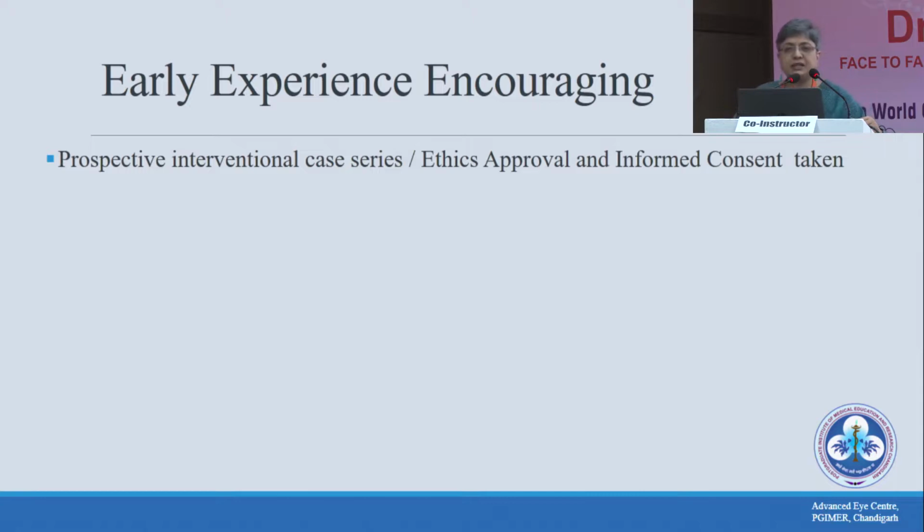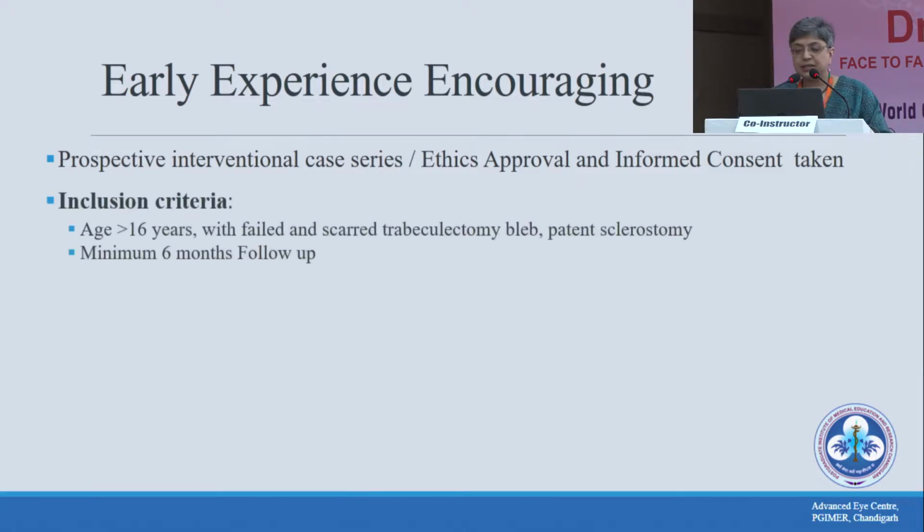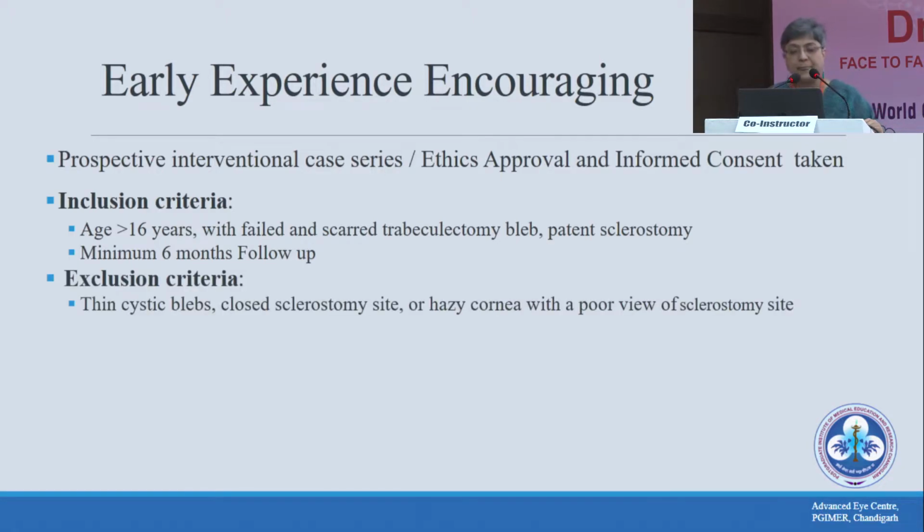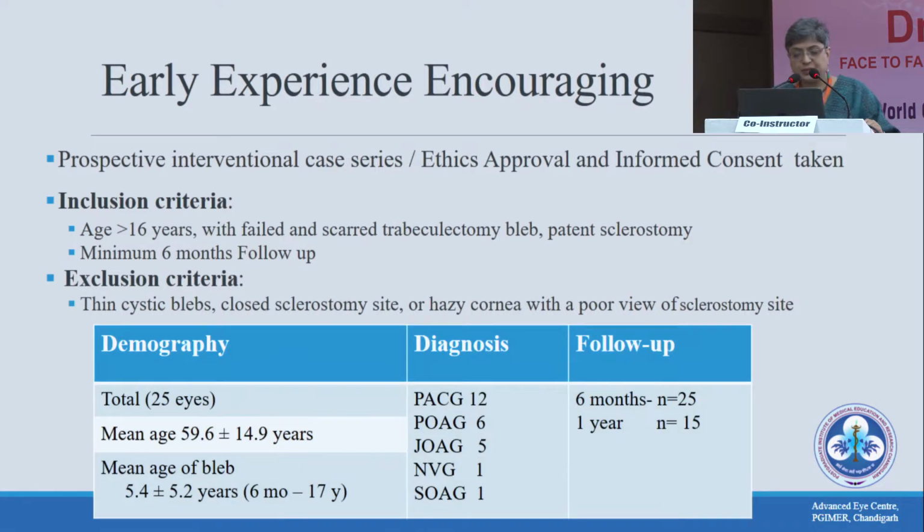So we looked at our data for this presentation. We looked at people who we had done, with at least 6 months data, and we actually saw that we had patients who had completed 1 year as well. Of course we excluded thin cystic Blephs, a closed sclerostomy site, or a hazy cornea with poor view of the sclerostomy site. So there were 25 eyes, of which 6 months follow-up was in 25 and 1 year follow-up in 15. PACG was 12, POAG was 6, JOAG 5, 1 NVG and 1 secondary open-angle glaucoma.